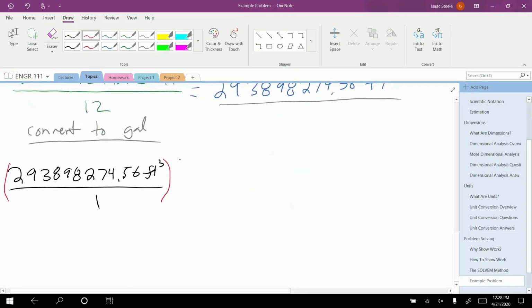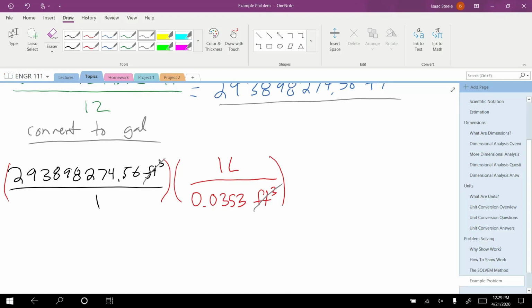And I want to cancel out feet cubed, which is on the top, so I'm going to go ahead and put my feet cubed on the bottom, which is 0.0353 cubic feet, and on the top it's 1 liter. That cancels out my cubic feet. I don't have to do this multiple times because cubic feet cancels out exactly with cubic feet.